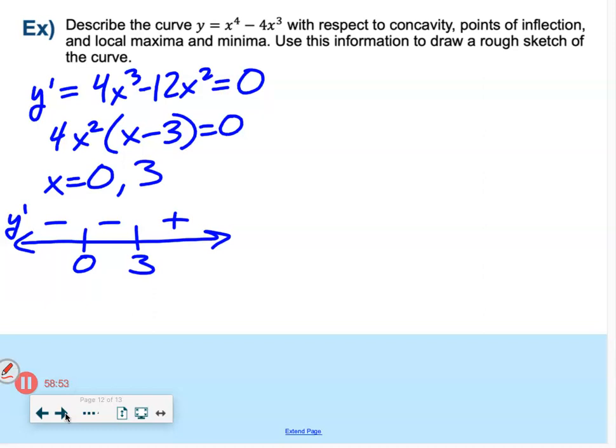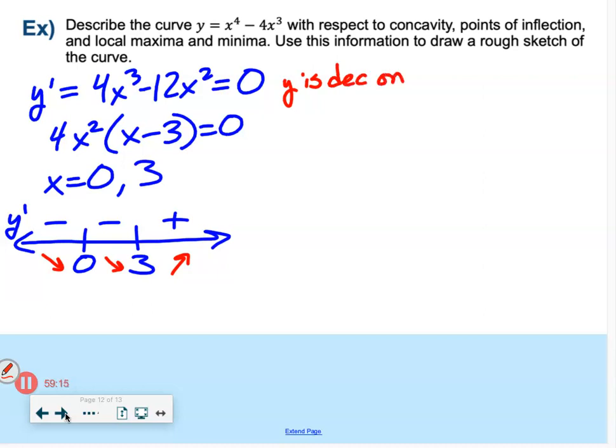I'm going to put my little arrows in. I am decreasing, decreasing, increasing. All right, I'm going to go ahead and start writing my answers for the first half of this problem. So I'm going to say y is decreasing on.